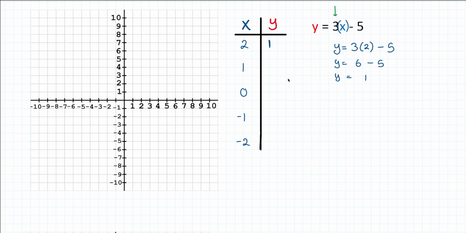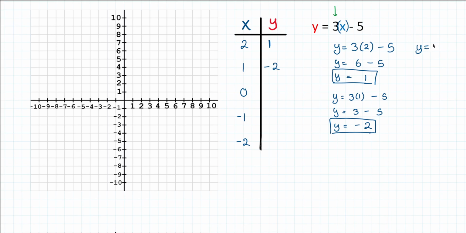I'll do it again with another one. Let's go with a 1 in there. y equals 3 times 1, not 31, minus 5. y equals 3 minus 5. Ooh, and we're already getting into some negative numbers here. y equals -2. And I'll start boxing these to kind of maybe make it easier for me to see in the future. -2.